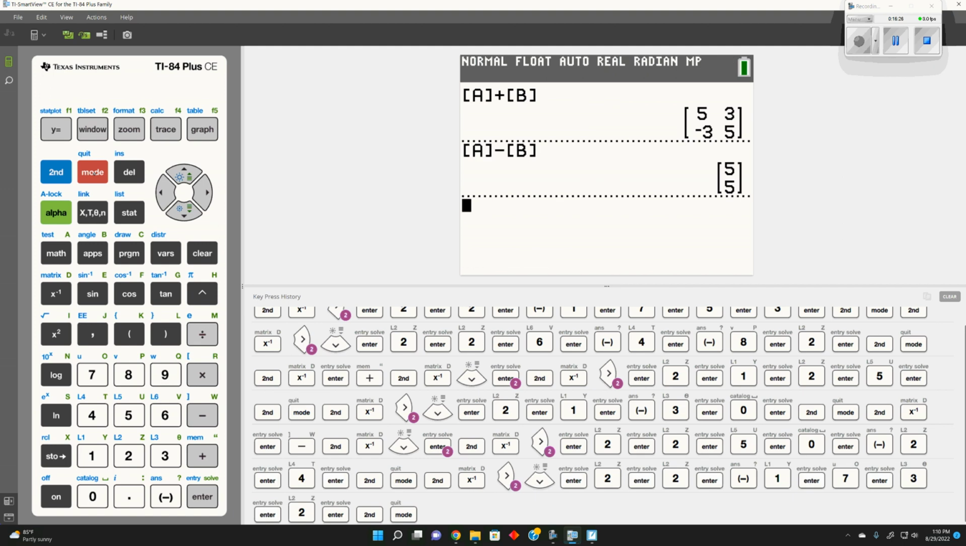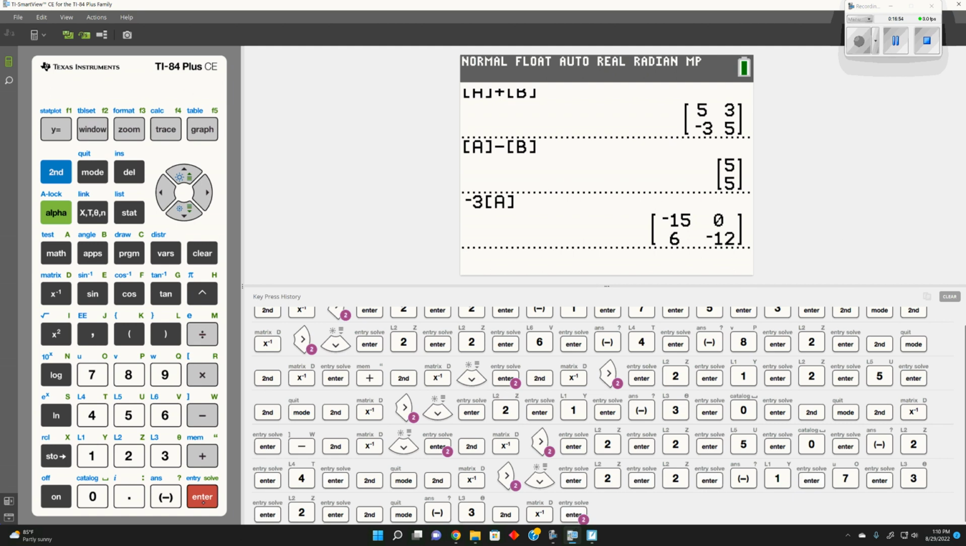Now we can go second quit. Now this time we had what? Negative 3, yes, because that was in front of it. Then I can go second matrix A. So the calculator understands that this is negative 3 times matrix A. We don't have to put the multiplication. It just understands because the negative 3 is in front, it's going to multiply it by it. Because I can go on and hit enter. Negative 15, 0, 6, negative 12. That's what we got, yes? So kind of just showing you that this would indeed be the multiplication.